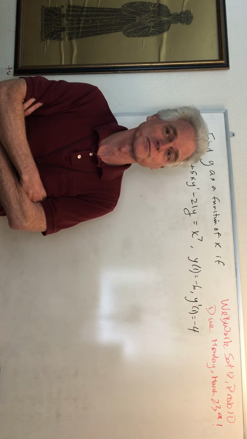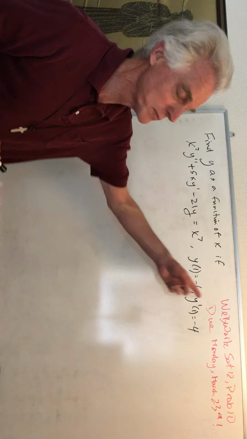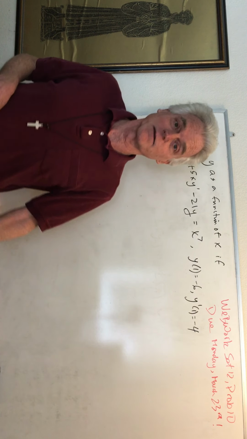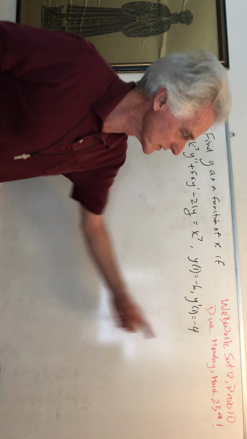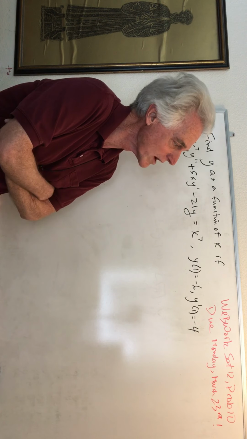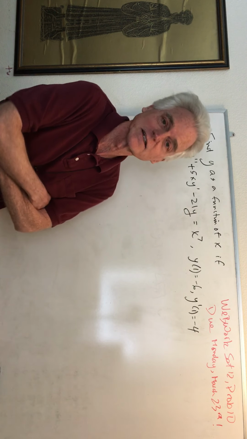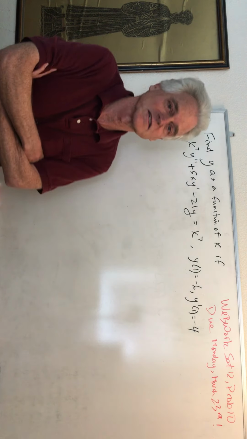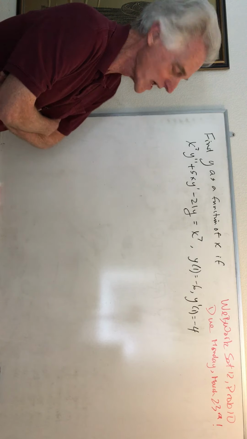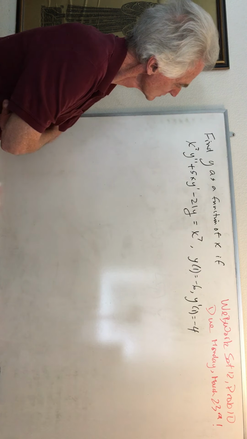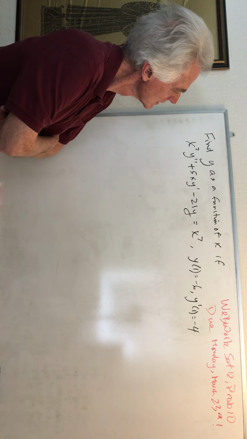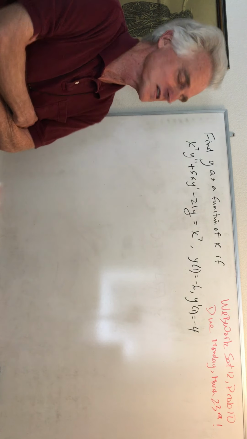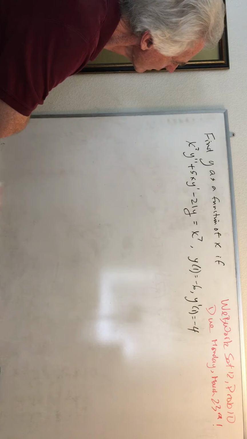All right, so we've got a WeBWorK assignment due Monday when we come back from spring break, and this is one of the problems in set 12. It's problem 10. The question is to find y as a function of x if x squared y double prime plus 5x times y prime minus 21y equals x to the 7th. Okay, so let's think about this.